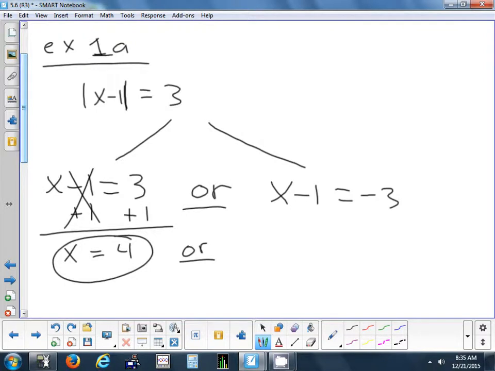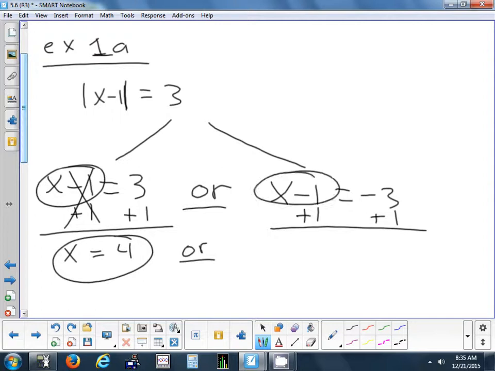With the second equation, we add positive 1 on both sides. And what's nice about an absolute value problem is however you solve the first one, it's exactly the same steps to solve the second one. If you added 1 here, you're going to add 1 here, because this part is always the same as this part. That never changes on both.